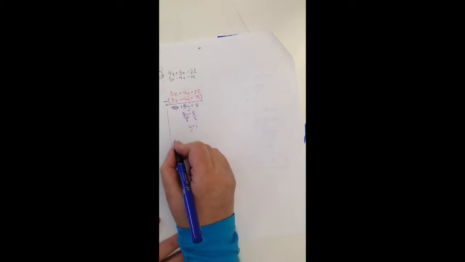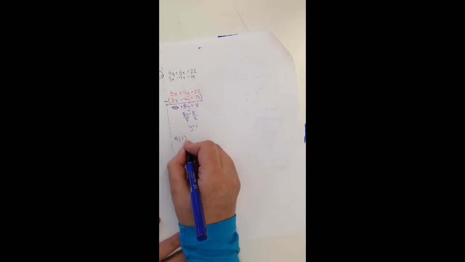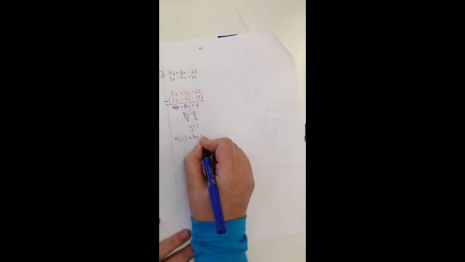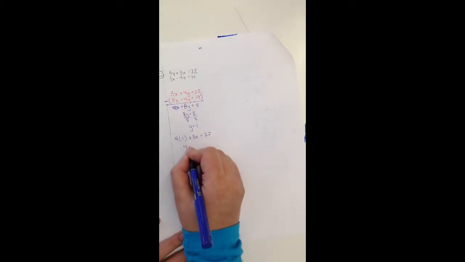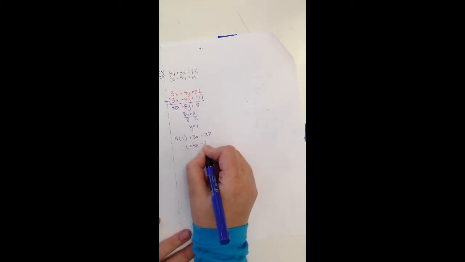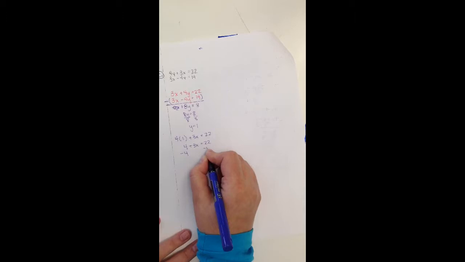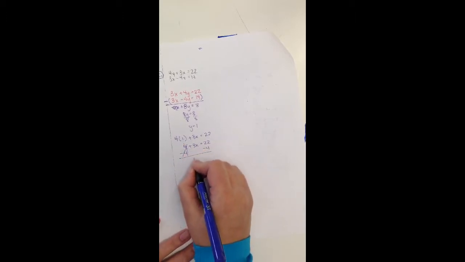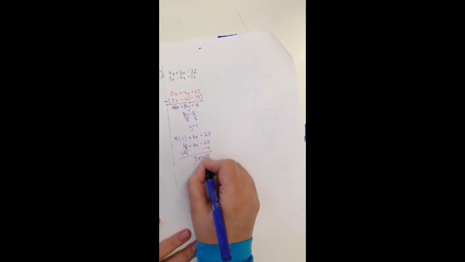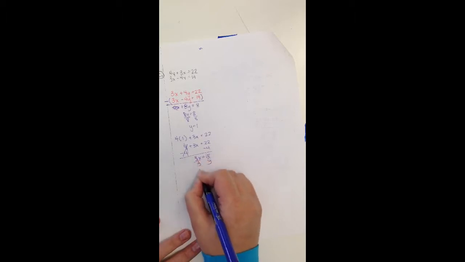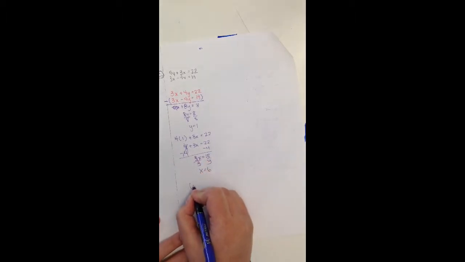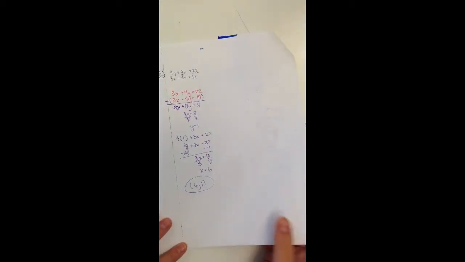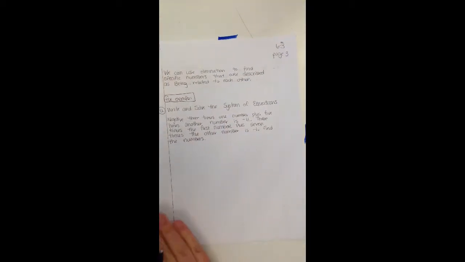I'm going to go with the top one. So I'm going to say 4 times 1 plus 3x equals 22. 4 plus 3x equals 22. Subtract the 4. 3x equals 18. Divide by 3. X equals 6. So my ordered pair is 6, 1. Turn to the next page.